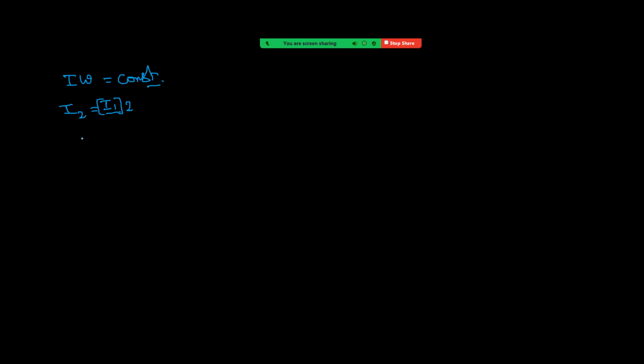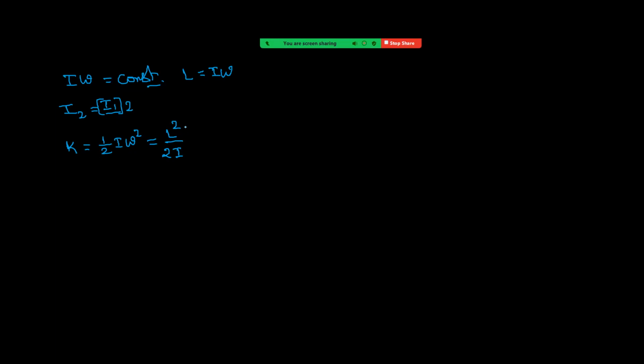Since he's asking about kinetic energy, K equals half I omega square, or we can write this differently. We know L equals I omega. In terms of L, this can be written as L square by 2I. You can just compare with half m v square. It is half I omega square. It is just like P square by 2m. It is L square by 2I.